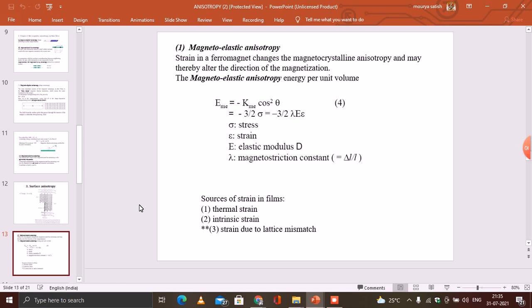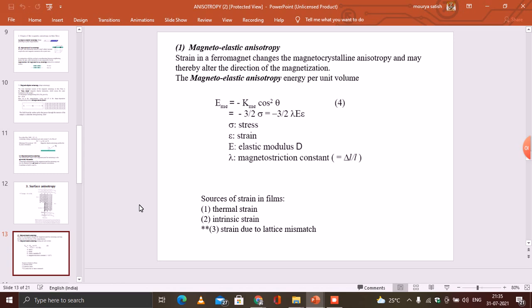Magnetoelastic anisotropy. Strain in a ferromagnet changes the magnetocrystalline anisotropy and may thereby alter the direction of magnetization. The magnetoelastic anisotropy energy per volume is given by Eme is equal to minus Kme cos square theta, that is equal to minus 3 by 2 sigma lambda, equal to minus 3 by 2 lambda E epsilon, where sigma is stress, epsilon is strain, E is the elastic modulus, and lambda is the strain constant, delta L by L.